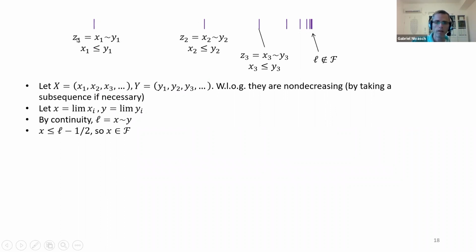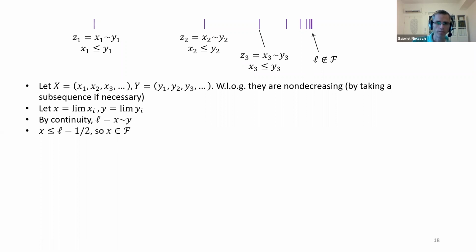Again, these guys are fusible numbers, but the limit is not a fusible number. Each of these guys is composed of an x and a y, where x is the smaller of the two. Without loss of generality, both x and y are non-decreasing, by taking a subsequence if necessary, because we already proved they are not infinite decreasing sequences. So each of these sequences has a limit, which we call little x and little y. And by continuity, L is x fuse y.